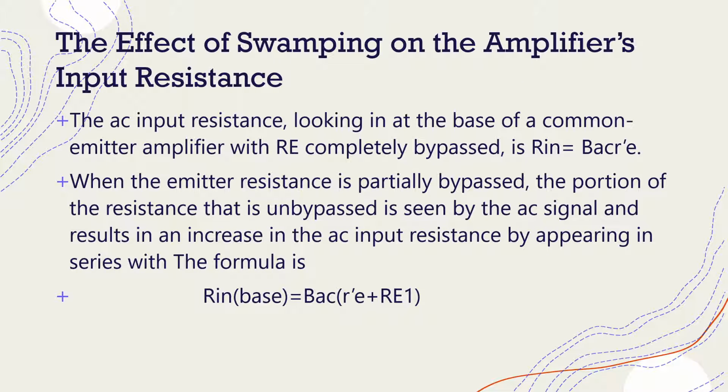The effect of swamping on the amplifier input resistance. The AC input resistance looking in at the base of a common emitter amplifier with RE completely bypassed is Rin equal to beta AC re. When the emitter resistance is partially bypassed, the portion of the resistance that is unbypassed is seen by the AC signal and results in an increase in the AC resistance by appearing in series with re. The formula is Rin base equal to beta AC times re plus RE1.